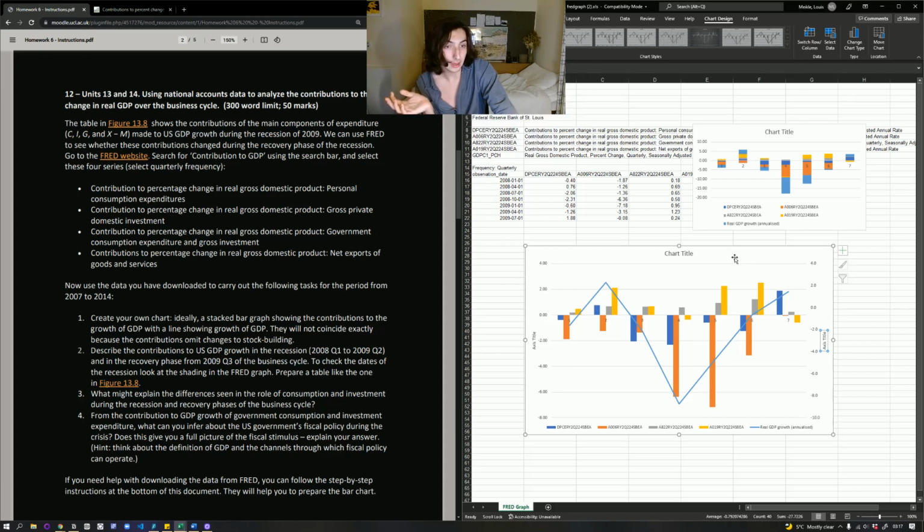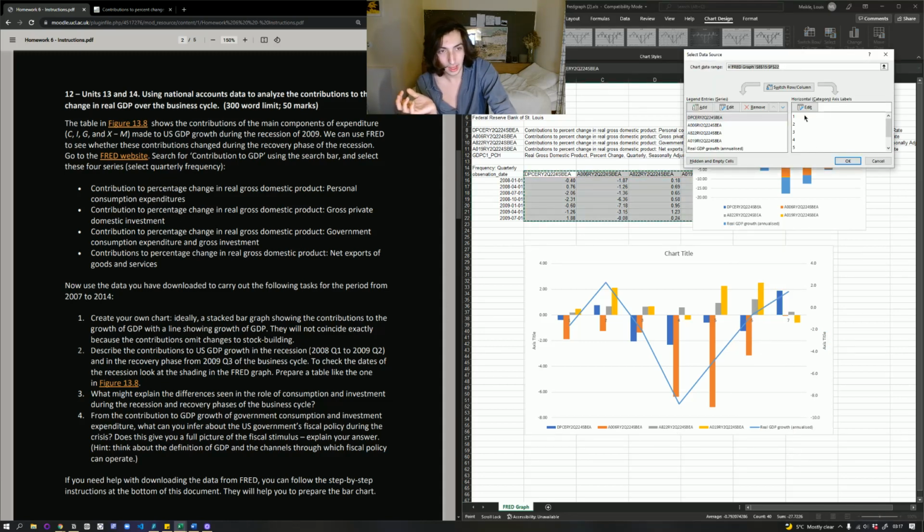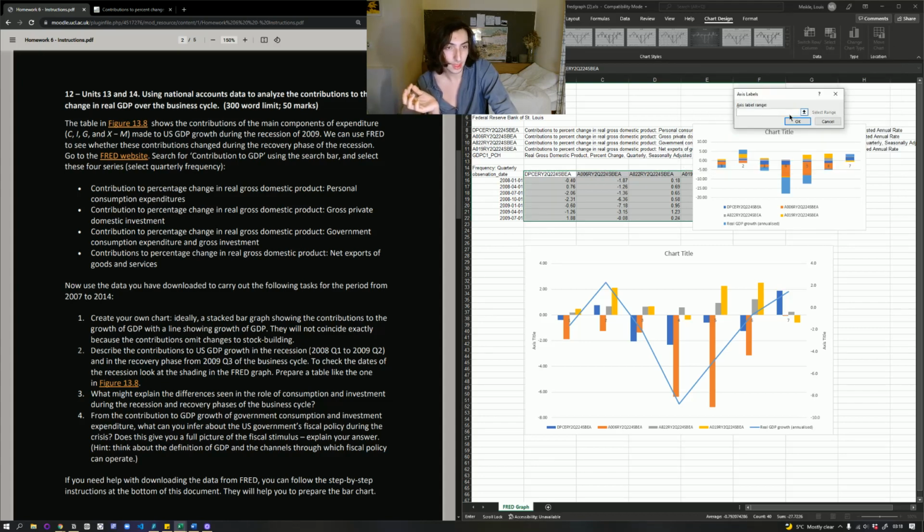And for the horizontal titles, you want to right-click and select data. There's the horizontal category axis labels, and you want to click edit on those. What you're essentially going to do is type out which ones you want. Say I want quarter 1, 2008 for my first one, and then quarter 2, 2008. So you just do this for every one of the ones that you want.